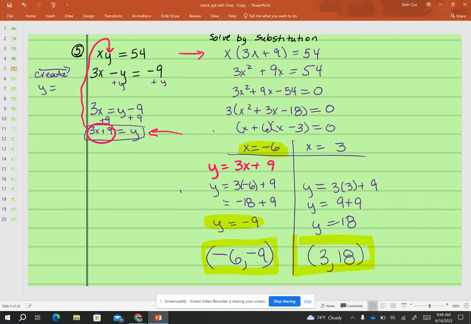Notice you can check your answers. If you plug in to the original, xy equals 54, negative 6 times negative 9 equals 54. Positive 3 times positive 18 equals 54. They'll also work in the next one.